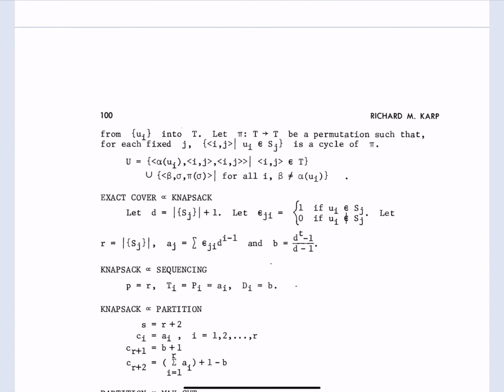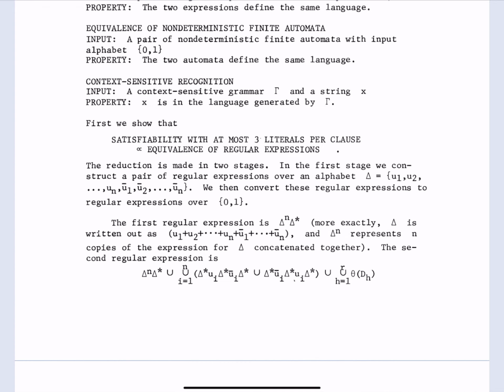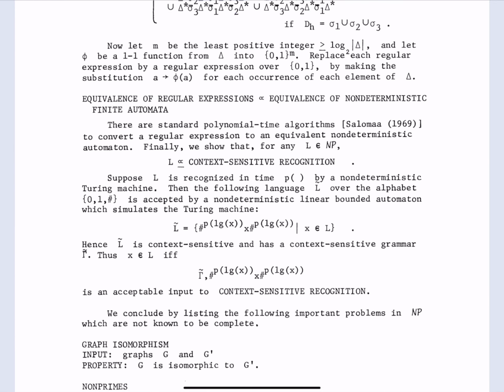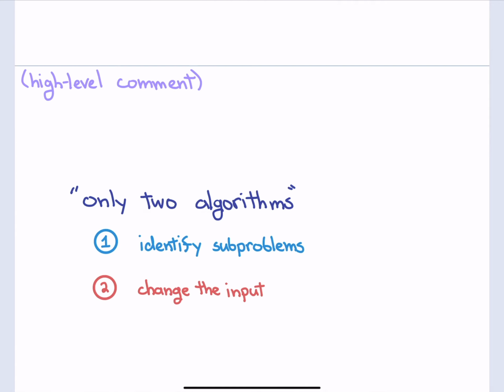There's a bunch of stuff in here, just kind of going through one problem at a time. He doesn't draw nice pictures like we get in this class. All right, so that is all that.